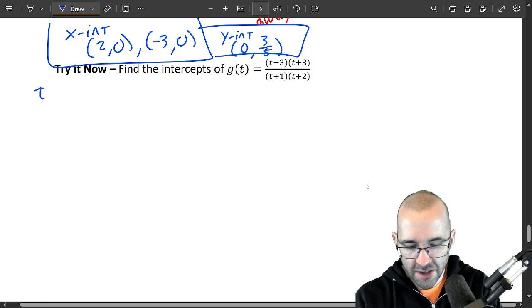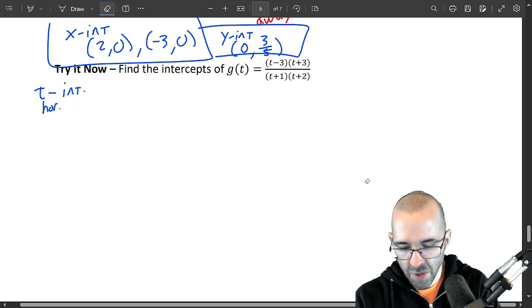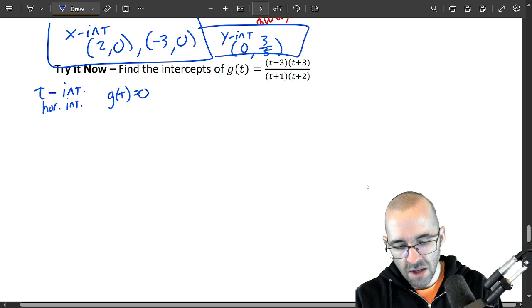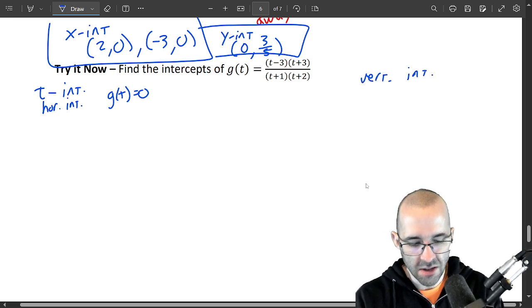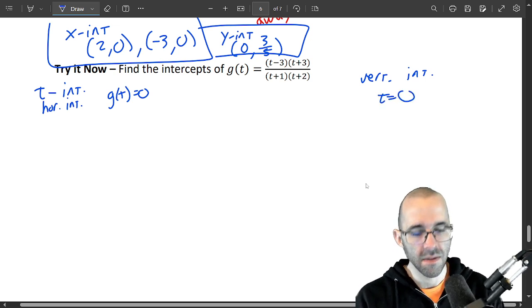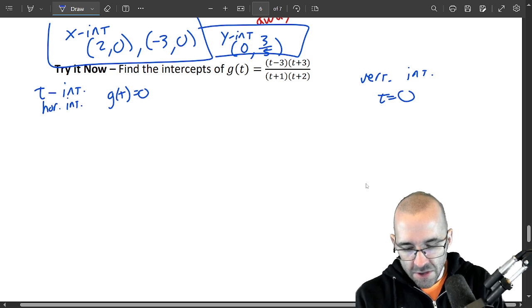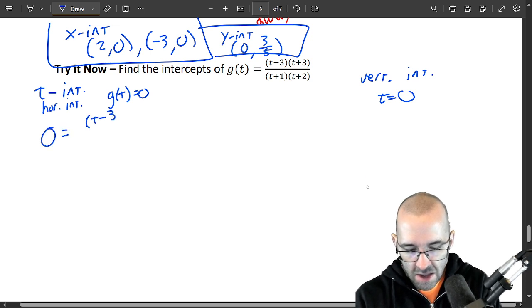Anyway, here we go. So we need a horizontal intercept for the y. Horizontal intercept is going to be our t-intercept, however you want to write it. That's when the output is 0. And the vertical intercept, you'd call it your g-intercept, your y-intercept, whatever. That's when your input is 0. So the output is 0 when this is the case.